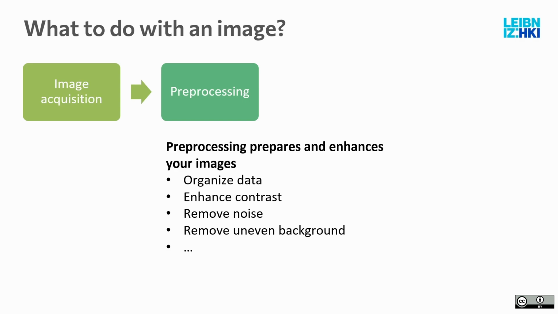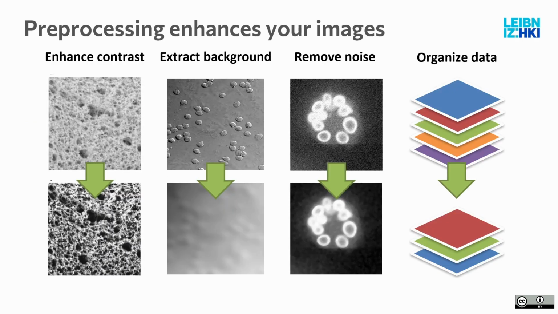Preprocessing is basically where you apply operations that prepare and enhance the data. This includes, for example, organizing your data in a way that makes it easily analyzable, organizing the conditions, so organizing the files so you know which channel order they have. And then also other operations, for example, ones that enhance the contrast, remove the noise that you might see there, remove uneven background, which is quite common, for example, in transmitted light, and more.